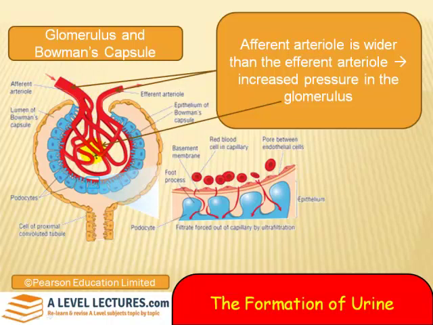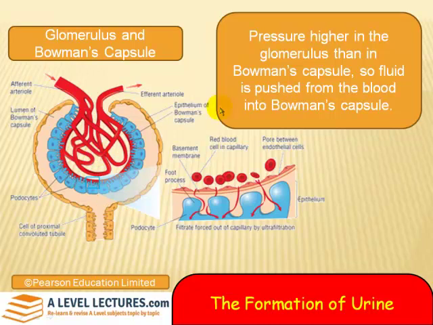So in here you get increased pressure in the glomerulus, and the effect of that is the pressure is higher in the glomerulus than in Bowman's capsule. So pressure is higher here than here, so fluid is pushed in this direction from the glomerulus into Bowman's capsule. So high pressure caused by the difference of diameter here is really important.